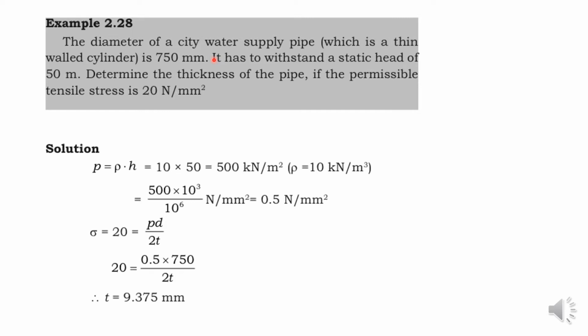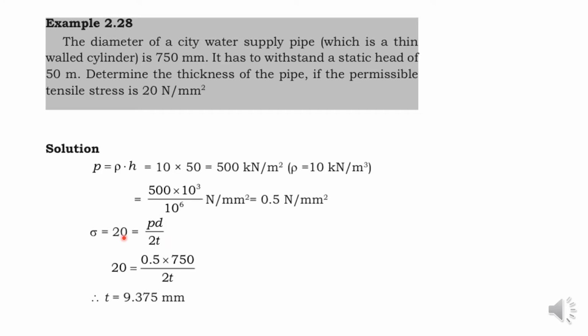rho into H, where rho is the density of water, which is 10 kilonewton per meter cube. So that's equal to 10 into 50, which is 500 kilonewton per meter square, the pressure of the fluid or water. Now converting into Newton per mm square, you will get the value of pressure as 0.5 Newton per mm square. Now we have the value for PD by 2T as 20.